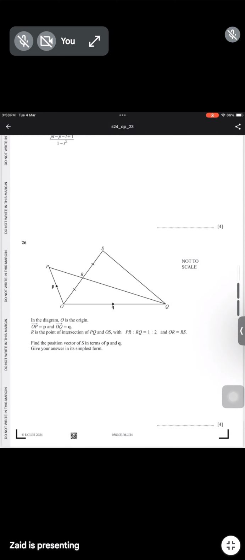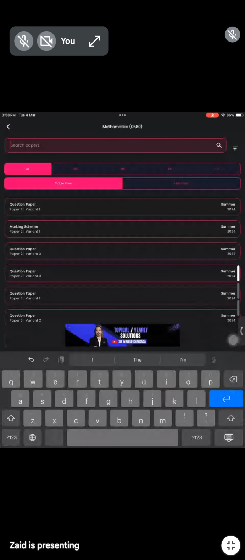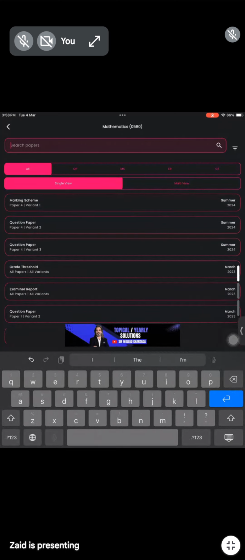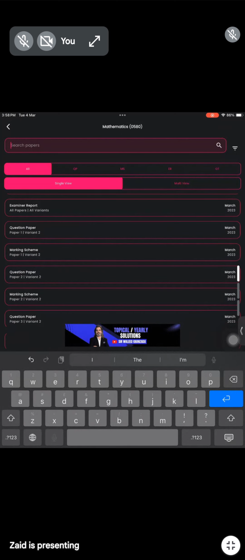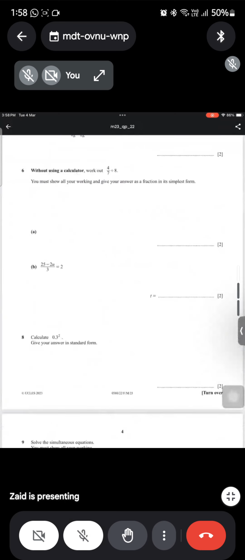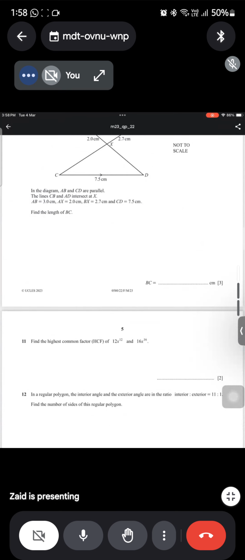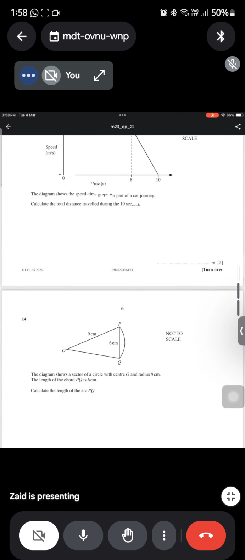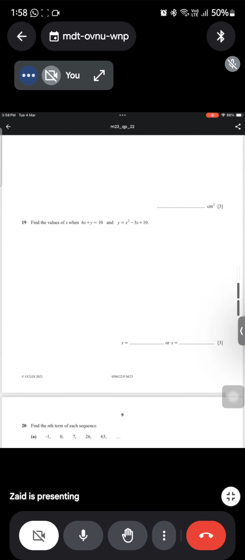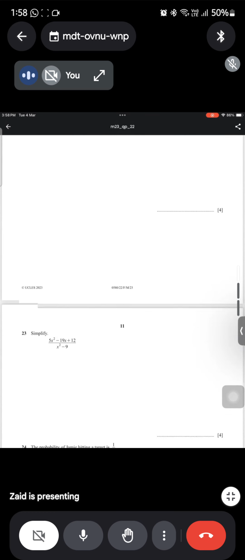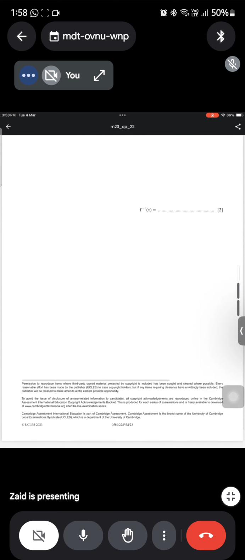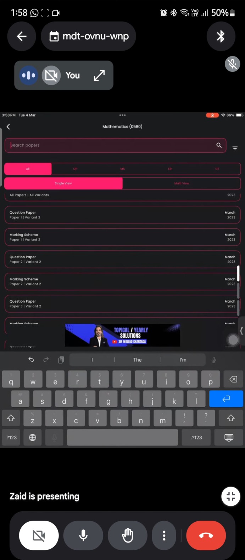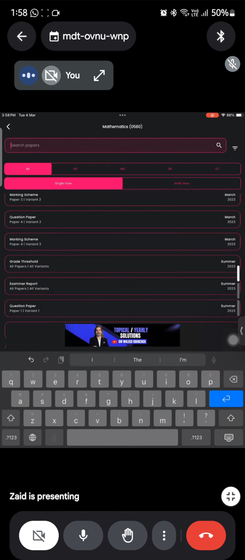Summer 24 paper 2-3 हो गया. Now winter 20. These vector questions are in paper 2, okay, because they do not require any sort of calculations. So they will give you this.